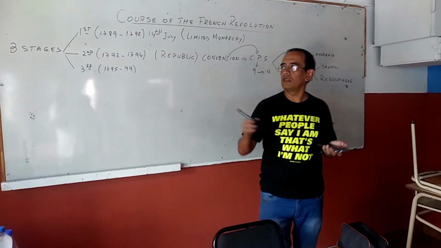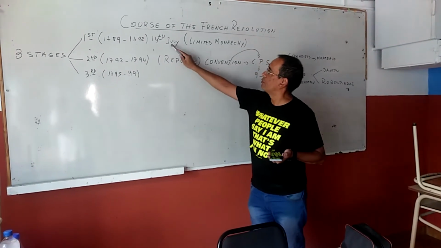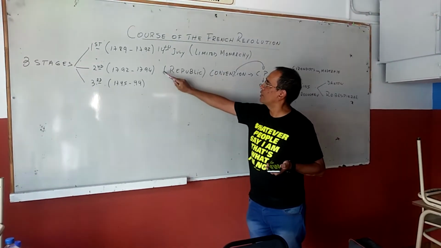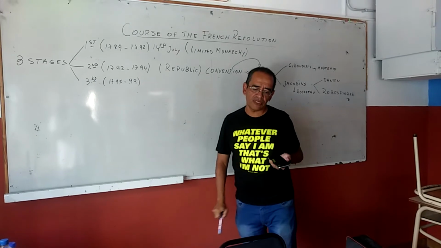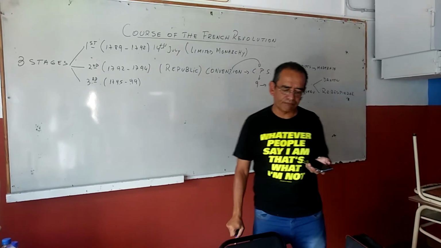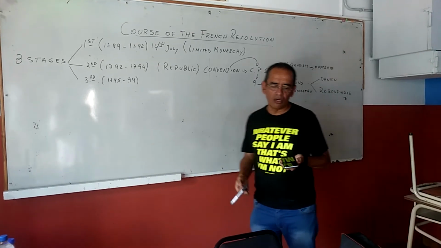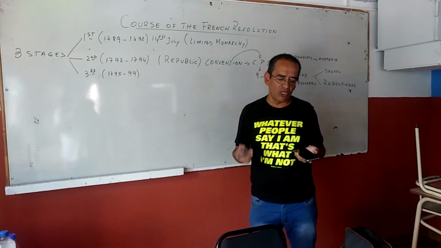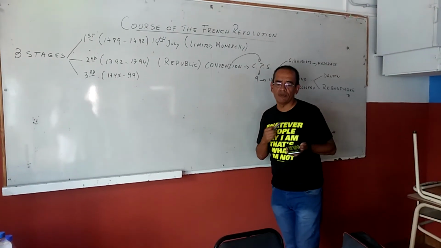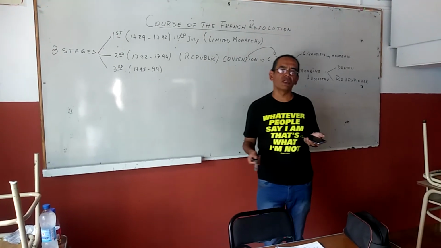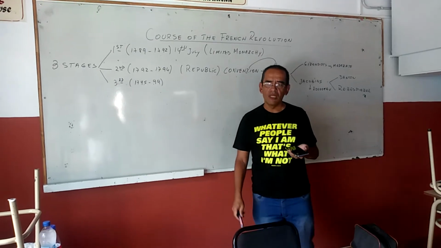Concerning the system of government, remember, we have the National Assembly, the National Convention, and in the third stage, the legislative body was composed of the Council of the 500 and the Council of Ancients. And they drafted a constitution, and it was the constitution of the year 3.